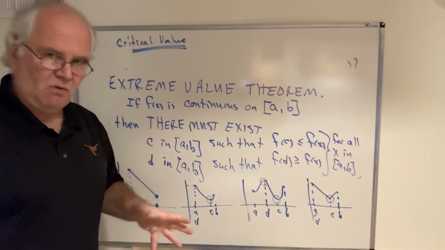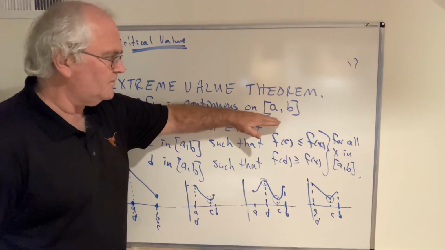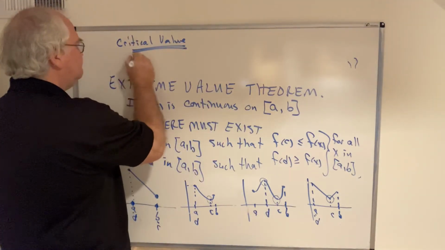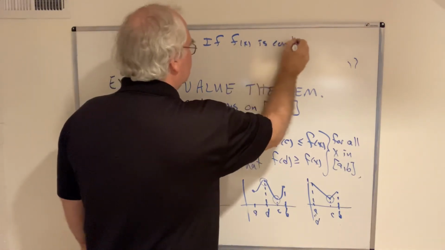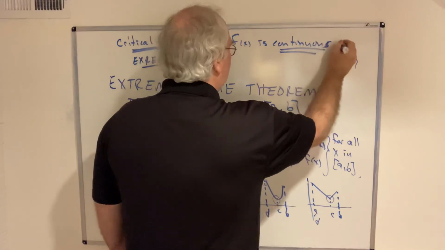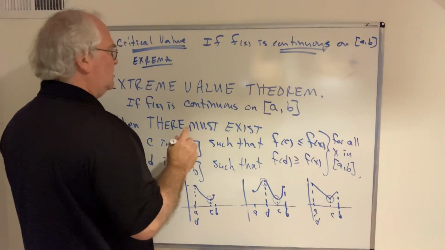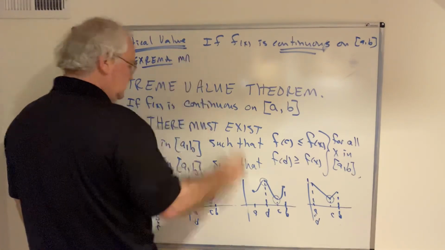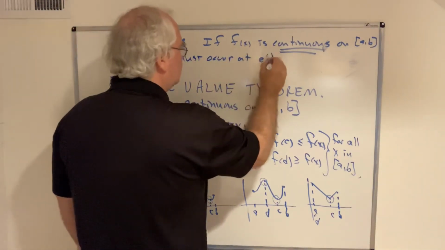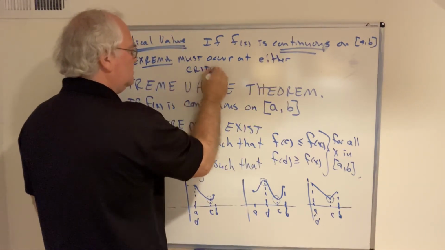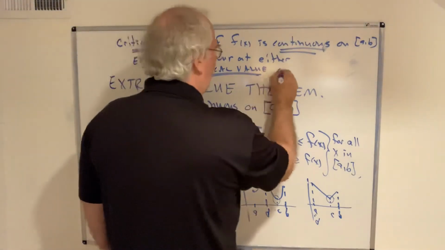And it turns out that is a requirement. If I have a continuous function on a closed interval, so if f of x is continuous on the closed interval AB, extrema must occur at either a critical value, and we'll talk more about critical values here in just a moment, or an endpoint.